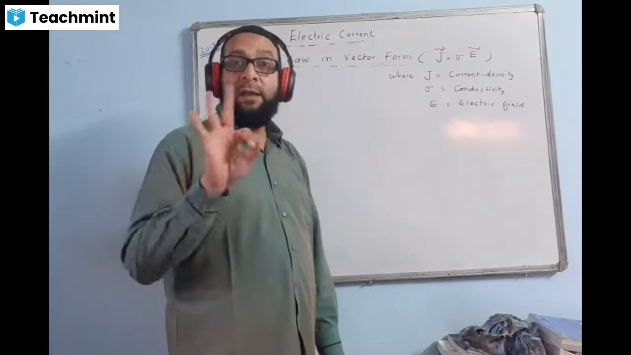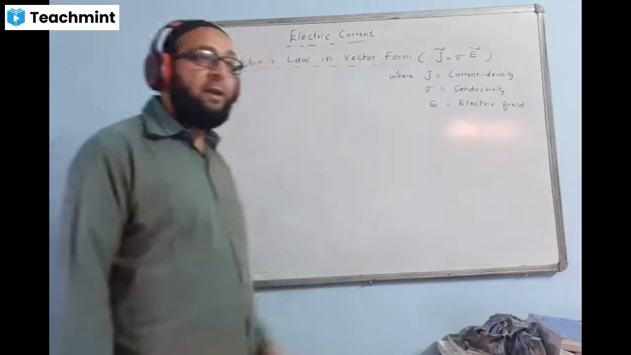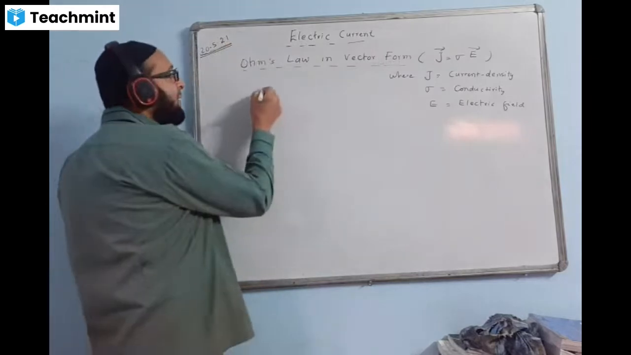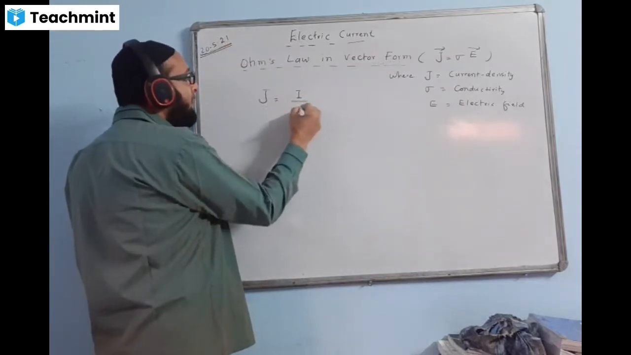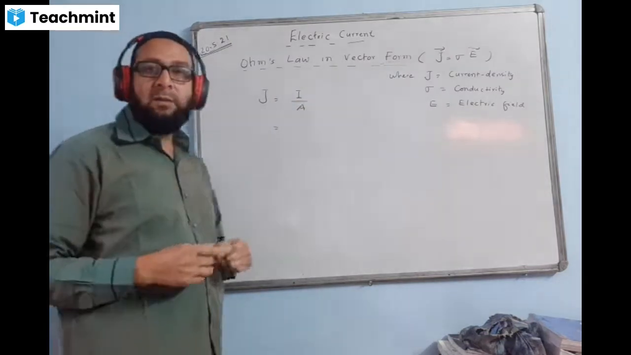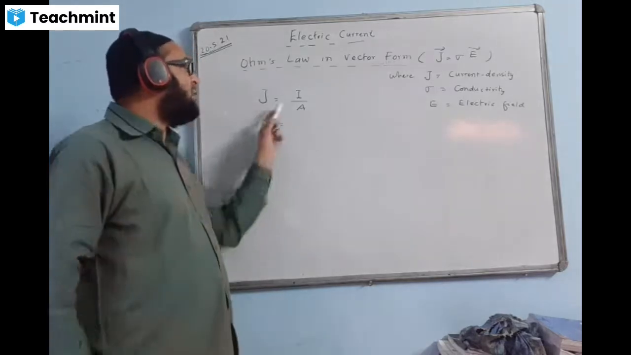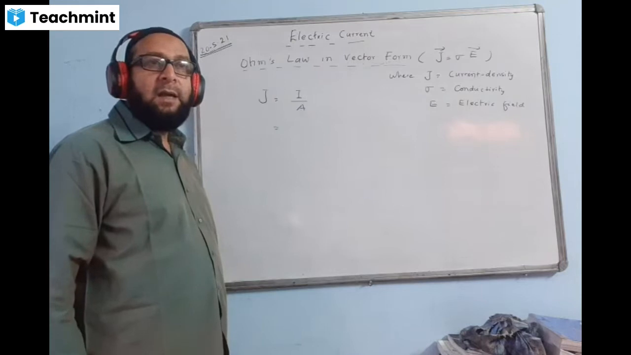But if the question carries 3 marks, they will ask you to derive Ohm's law in vector form. So now I am showing you the derivation. To derive it, we'll start with the formula of J. J is I upon A. Current upon area is called current density. Last class, we had done this: J is equal to I upon A, where I means current and A is area.